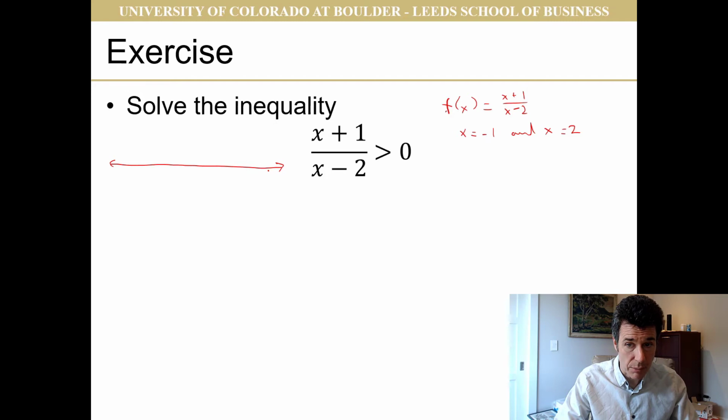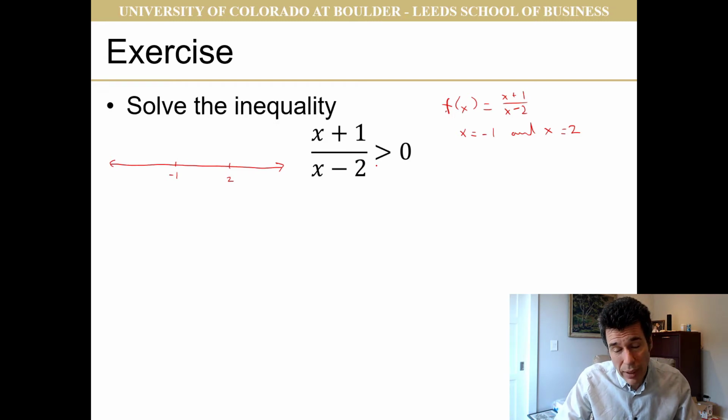So we're going to draw a number line. We're going to put our points on the number line, negative 1 and 2. Now we know this function can change signs only at these 2 points, which means that in between these 2 points it's either positive or it's negative. If it's positive, the inequality works. If it's negative, then it's not going to satisfy the inequality.